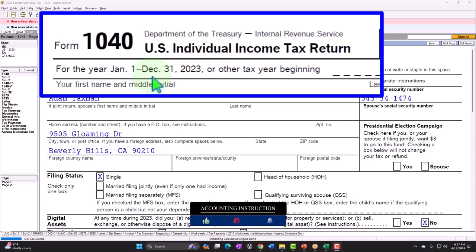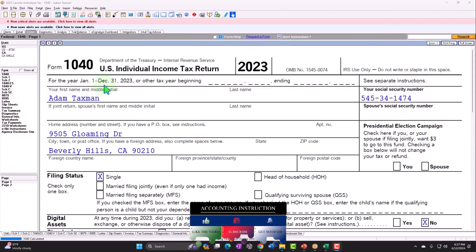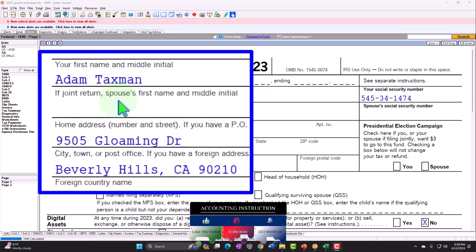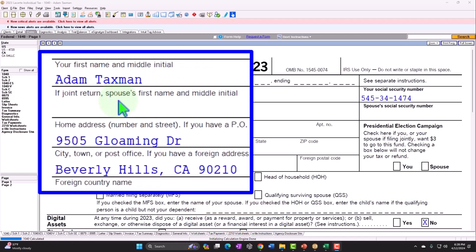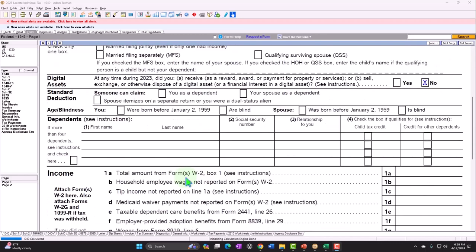In our Form 1040 example problem using Lacerte tax software, you don't need tax software to follow along, but if you have access to software, it's a great tool to run scenarios with. You can also get access to forms, schedules, instructions at the IRS website, irs.gov, starting at our standard starting point, taxpayer Adam Taxman, just trying to avoid a dang tax man, living in Beverly Hills 90210, single filer, no dependents.